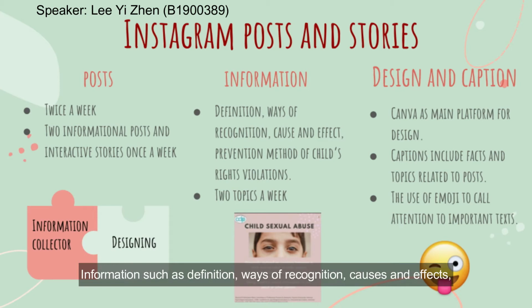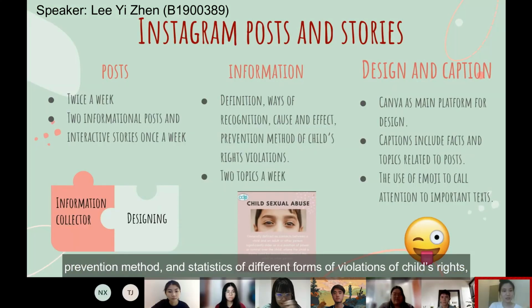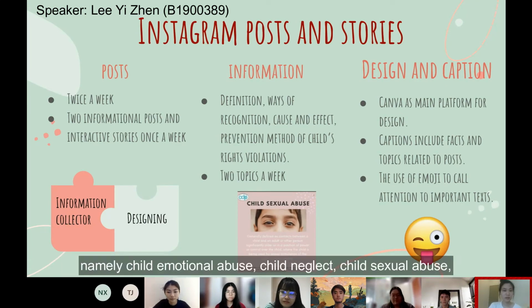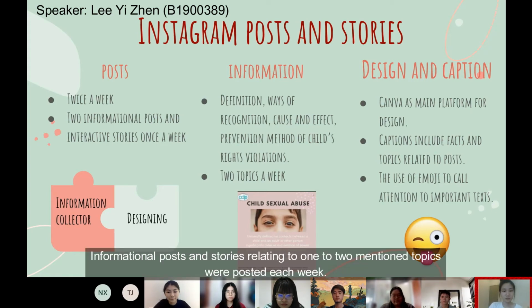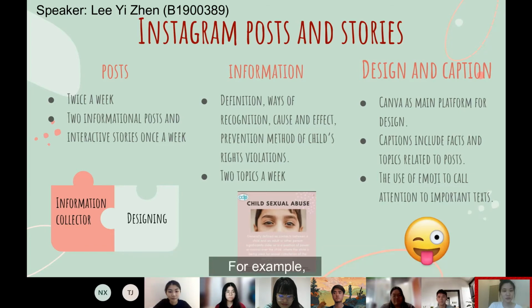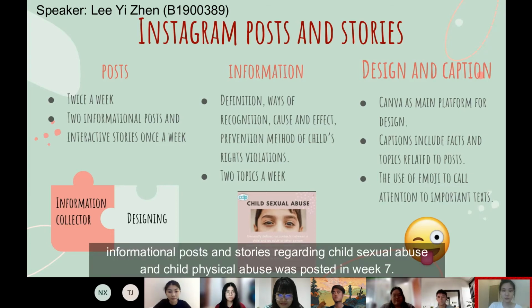Information such as definition, ways of recognition, causes and effects, prevention methods, and statistics of different forms of violation of child's rights, namely child emotional abuse, child neglect, child sexual abuse, child physical abuse, child labor, and child marriage, was searched. Informational posts and stories relating to 1 to 2 of the mentioned topics were posted each week. For example, informational posts and stories regarding child sexual abuse and child physical abuse were posted in week 7.